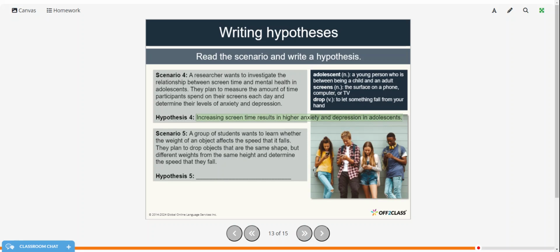And scenario five, a group of students wants to learn whether the weight of an object affects the speed that it falls. They plan to drop objects that are the same shape but different weights from the same height and determine the speed that they fall. So a hypothesis could be heavier objects fall faster when dropped from the same height.